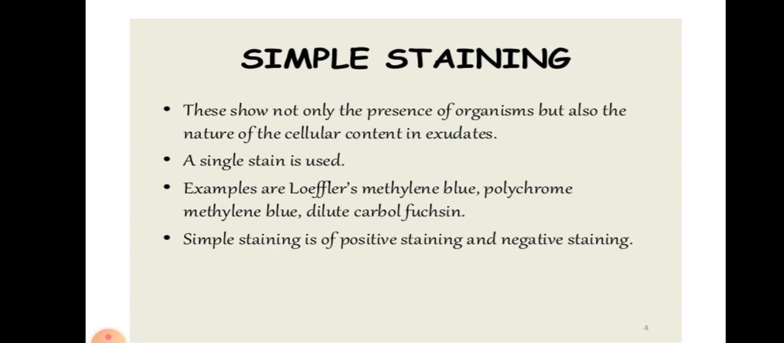Let's talk about simple staining. These show not only the presence of organisms but also the nature of the cell contents in exudates. Here a single stain is used. Examples of stains are Loeffler's methylene blue stain, polychrome methylene blue stain, dilute carbol fuchsin stain. Simple staining is of positive staining and negative staining types.